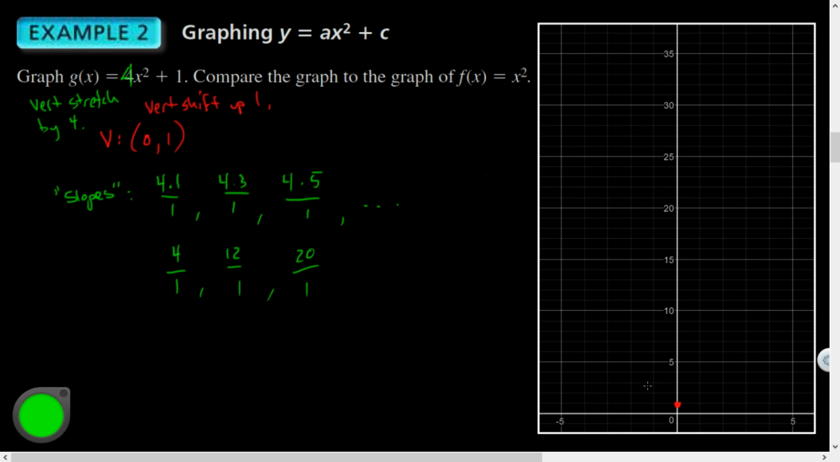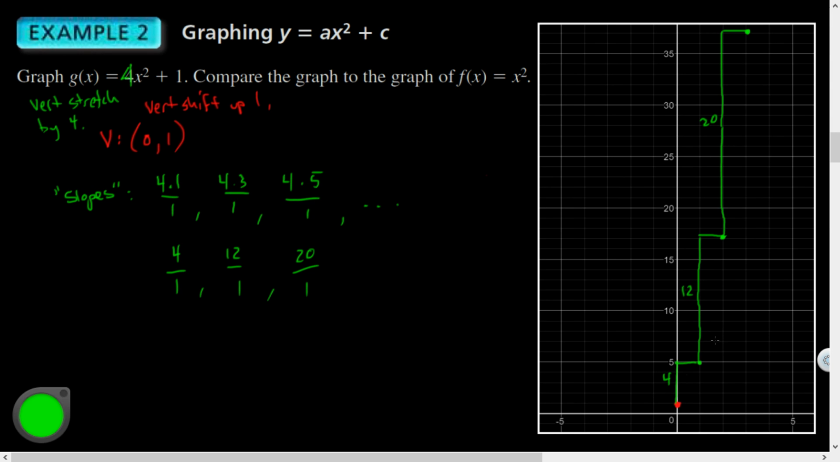So up 4 over 1 from the vertex. 1 + 4 brings me right to the 5. And it looks like my horizontal axis is right there. So there's up 4 over 1. Now up 12 over 1. 5 + 12 is going to be 17 is where I'm landing. And now I'm going up 20. And 17 + 20 is going to be 37. Conveniently. Barely enough space for that.